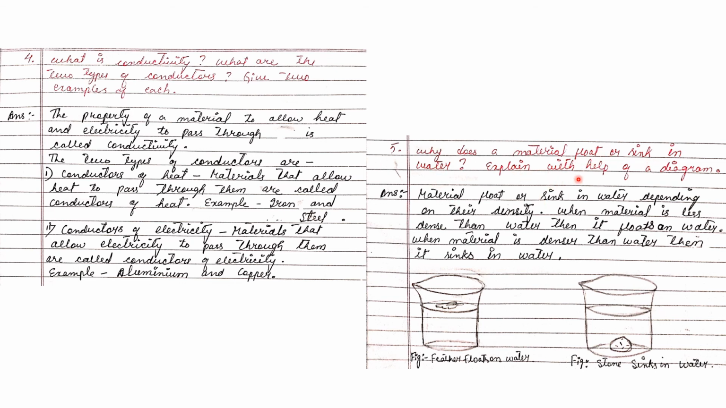Fifth, we will see why does a material float or sink in water. Explain with the help of a diagram. Materials float or sink in water depending on their density. When a material is less dense than water, then it floats on water. When a material is denser than water, then it sinks in water. So this is the feather that floats on water and this is the stone that sinks in water.